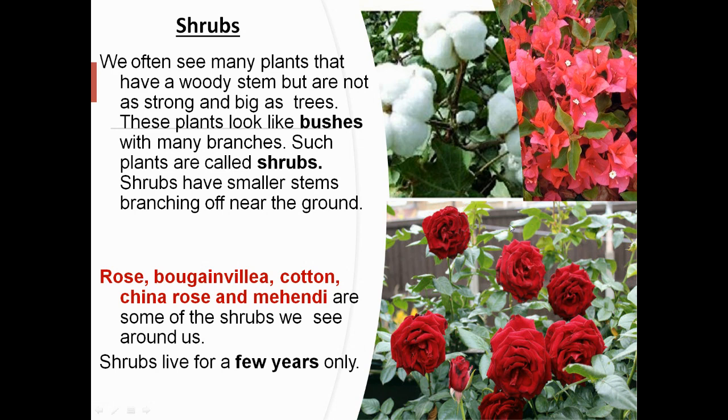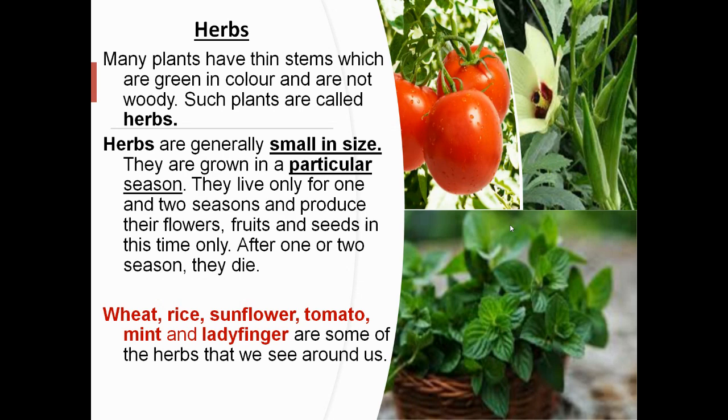Next category is herbs. Many plants have thin stems which are green in color and are not woody. Such plants are called herbs. Herbs are generally small in size. They are grown in a particular season. They live only for 1 or 2 seasons and produce their flowers, fruits, and seeds in this time only. After 1 or 2 seasons, they die.